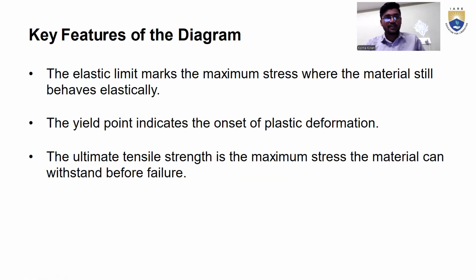And the key features of the diagrams. The elastic limit marks the maximum stress where the material still behaves elastically, and the yield point indicates the onset of plastic deformation. Yield point means in the graphical curve we can observe a point that is nothing but the highest maximum point on the graph. And the ultimate tensile strength is the maximum strength the material can withstand before failure.